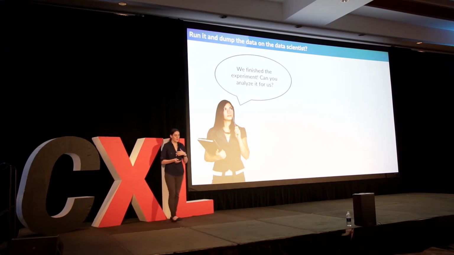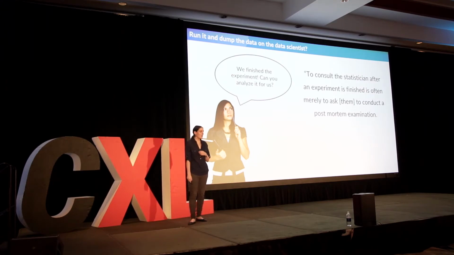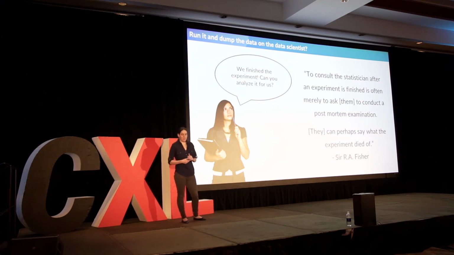Here's all your data. Well, the problem is to consult the statistician after an experiment is finished is often to merely ask them to conduct a postmortem examination. They can perhaps say what the experiment died of. Why this? Well, again, the problem is with running and trying all these things and seeing what sticks. If you just get this data, a data scientist may find things like, oh, it turns out you were never powered to detect the change that you hoped to make.